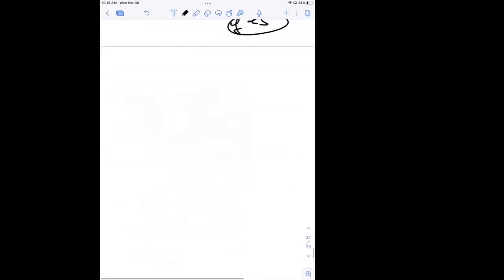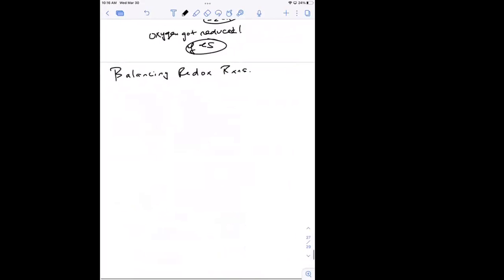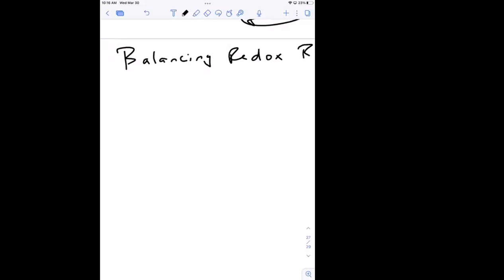And there are some conditions for redox reactions, right? So this is the topic that we're doing right now, balancing redox reactions. In this case, we're going to be talking about reactions either in acidic media or basic. We're going to do two. This is going to probably take up the whole class. It's either going to be acidic or basic.